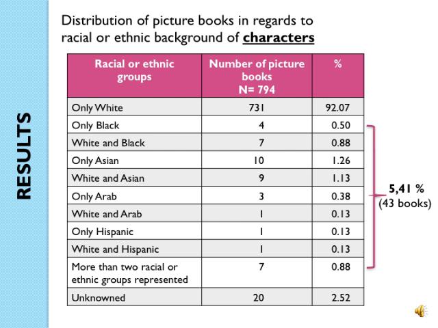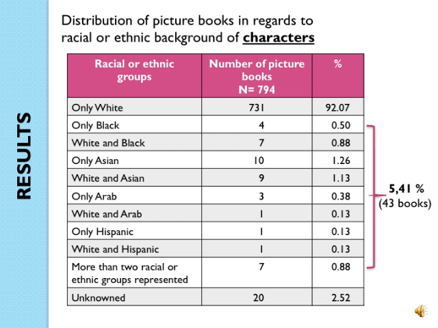First, the quantitative. I will begin by presenting the quantitative data of the study. First, the distribution of picture books in regard to the racial or ethnic background of characters. There were 794 picture books in which we found human characters. Only those books were considered.